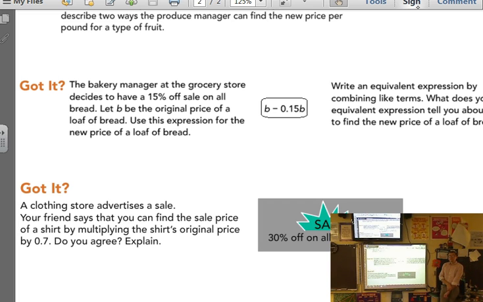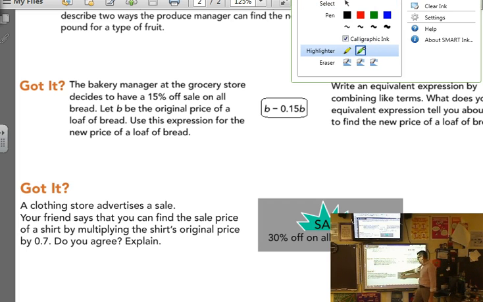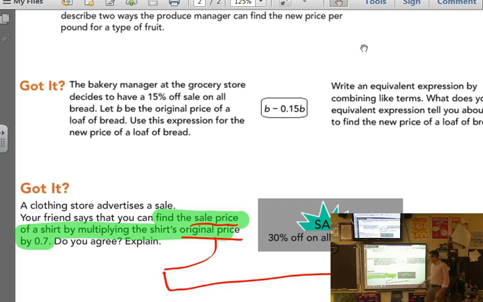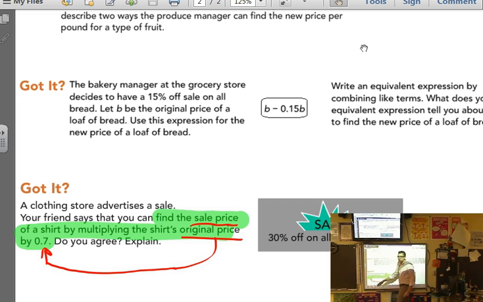Why not? Because it's on 7%. So he said you can find the sale price of a shirt by multiplying the original by 0.7. Yes. Is he looking for the amount of discount? No, he's looking for the sale price, not the original. He's saying the original price is, well, he didn't write it out, but the original price would be whatever he's multiplying by. And he says I can multiply that original price by 0.7.